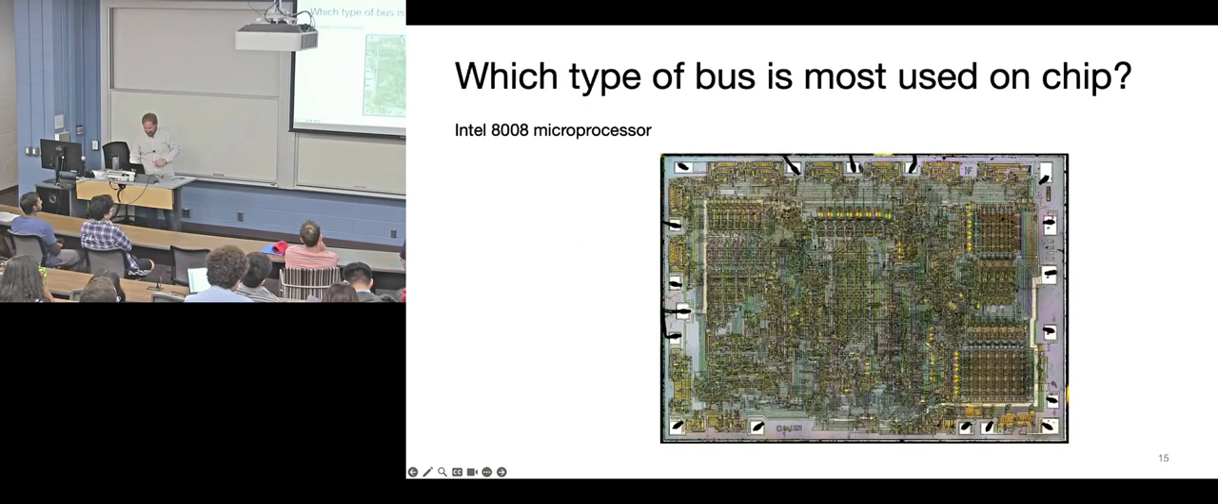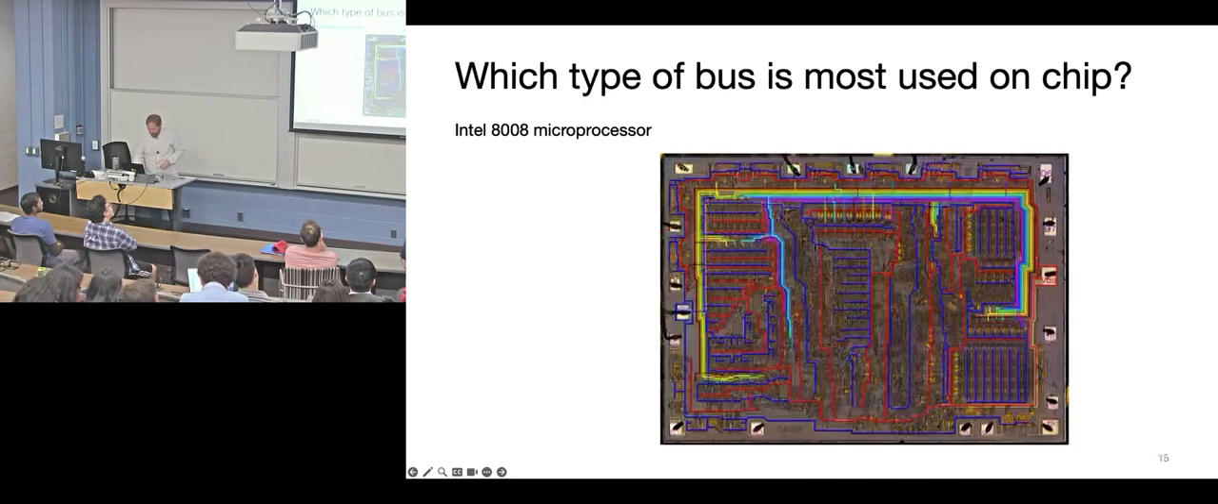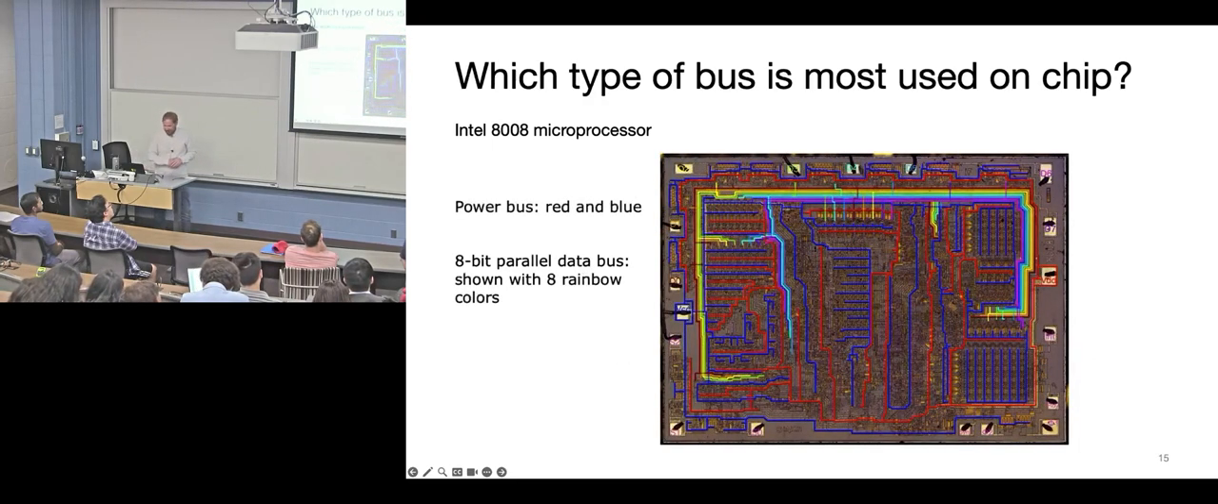So what does that look like on a chip? So this is an 8088 Intel processor. We see we have ALU, registers, we have instructions and decode instructions and other registers and a program stack. We need to link all that data together. So what they do is they have these bus structures, and so you can highlight them here. Not really part of the lecture, but red and blue are power buses, while there's 8-bit rainbow colors. Those are the data lines that link all those things together.